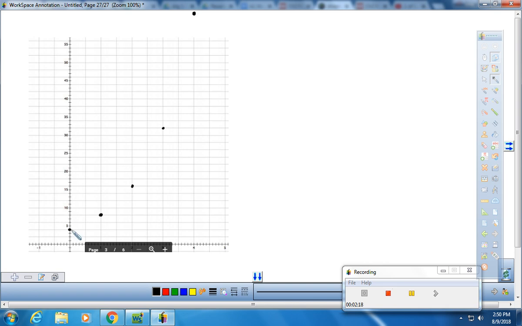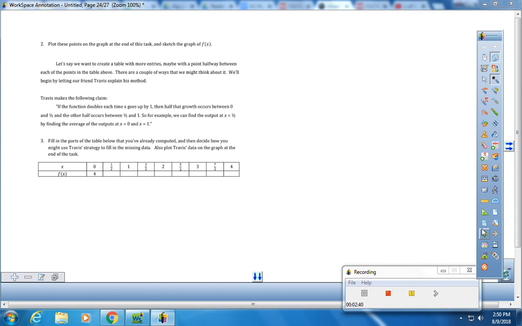So this is great. It really gives you an in-depth look of how this is changing. Let's try to make this as smooth of a curve as I can make it. Maybe you just decided to use Desmos, and if so, that's great. Alright, so plot these points on the graph at the end of the task.